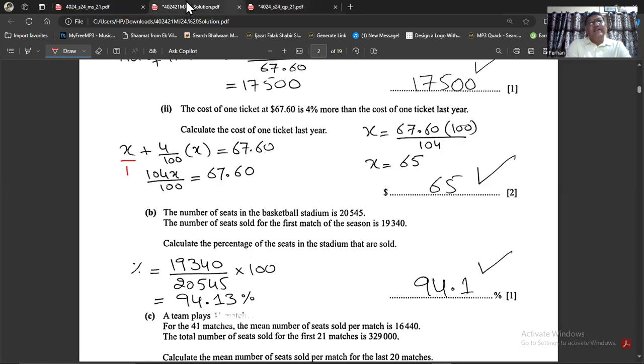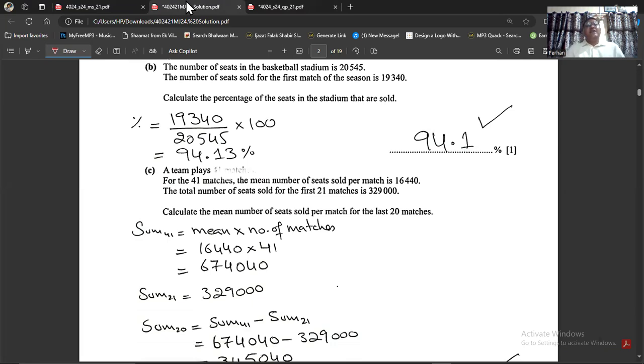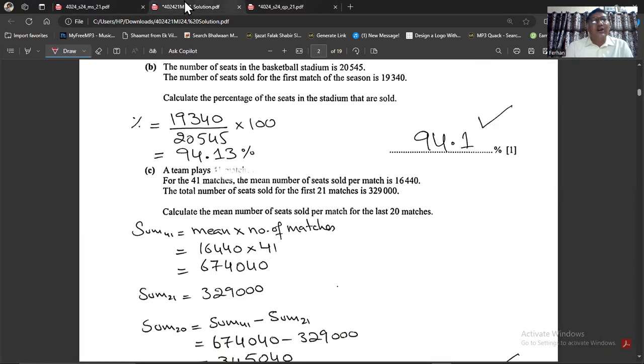So very easily we can write this in the percentage form. So that will be 19,340 divided by 20,545 multiplied by 100, and that will be 94.13%. So approximately 94.1% is the answer. And you can see this answer is right. This is how this B part is done.